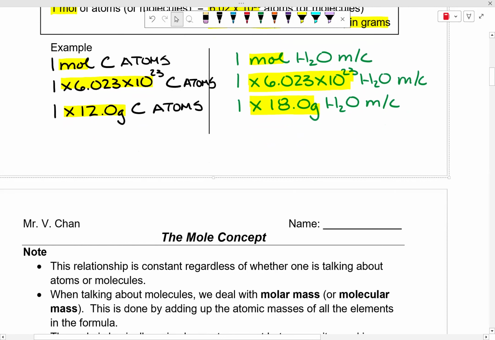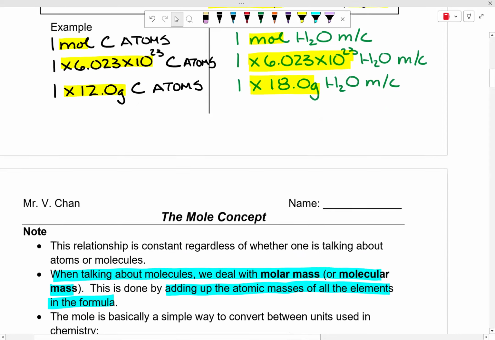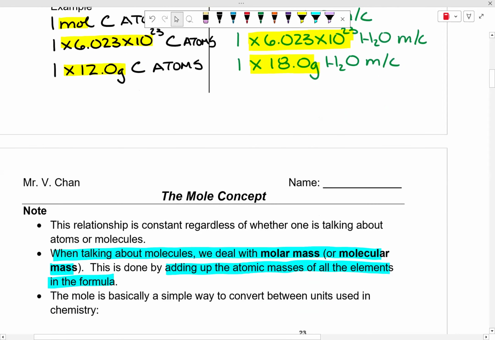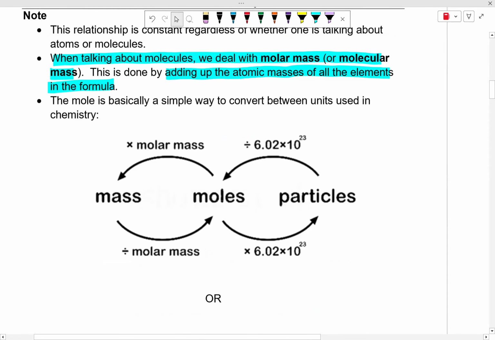Now, it says here, when talking about molecules, we deal with molar mass. And so what is molar mass? When we're talking about molecules, we're dealing with molar mass or molecular mass, and this is done by adding up the atomic masses of all the elements in the formula. Okay? And basically, why do we need to use the mole? Basically, it's a simple way to convert between units in chemistry.